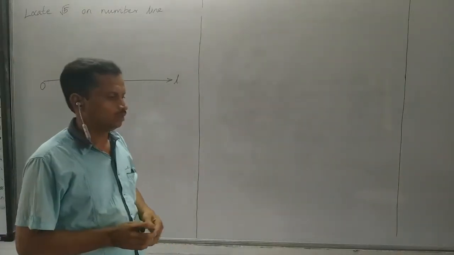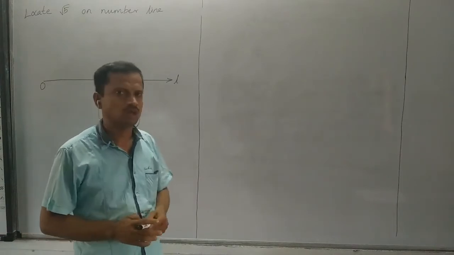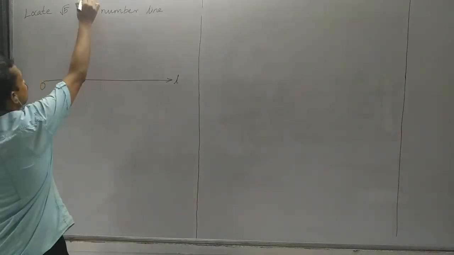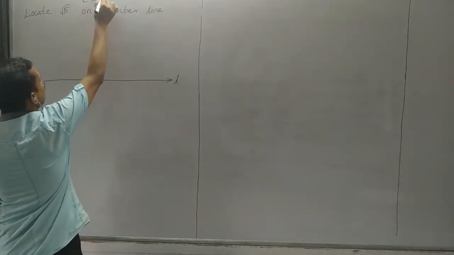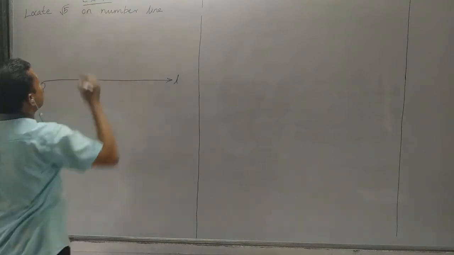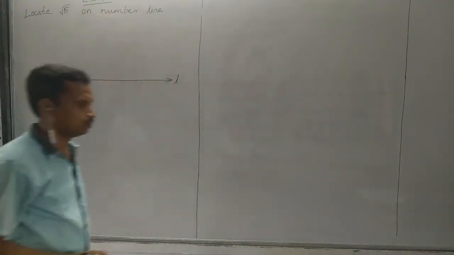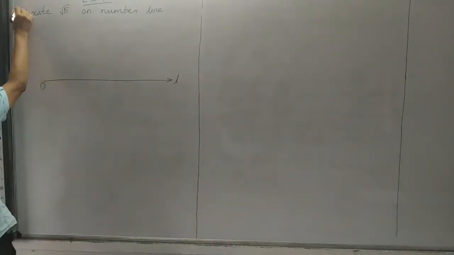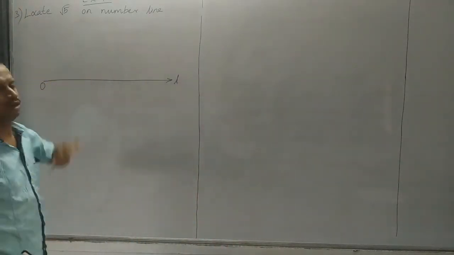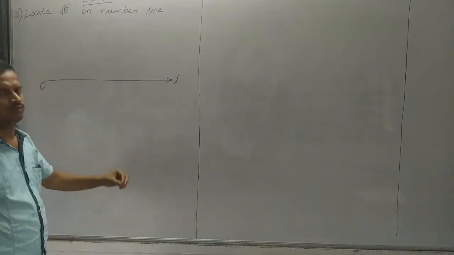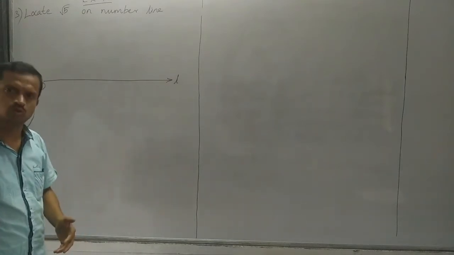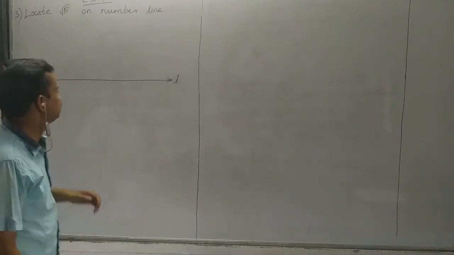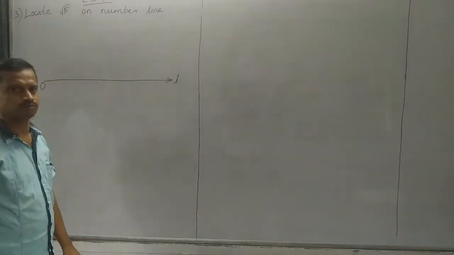And now, in this exercise 1.2, the question number is 3. The third question: locate root 5 on the number line. Before root 5, I taught you how to locate root 2 and also root 3. Now, coming to root 5.